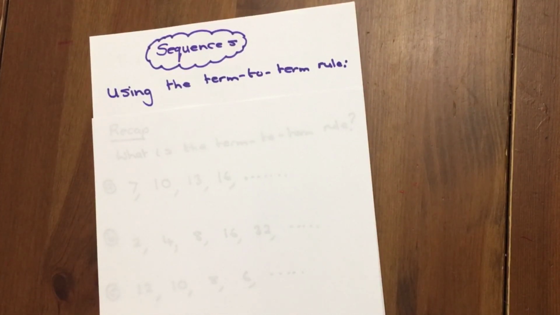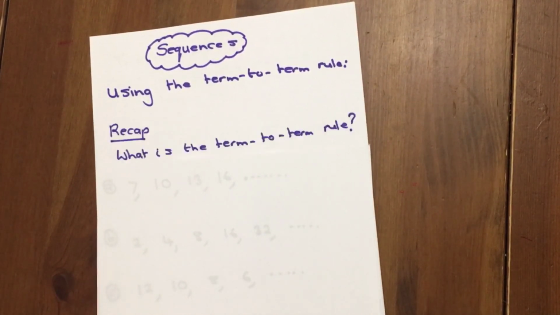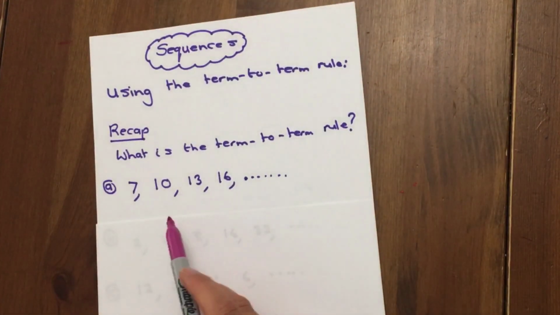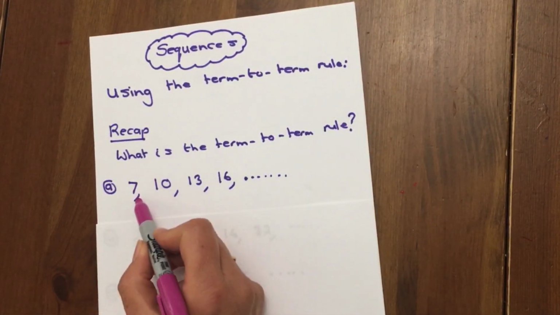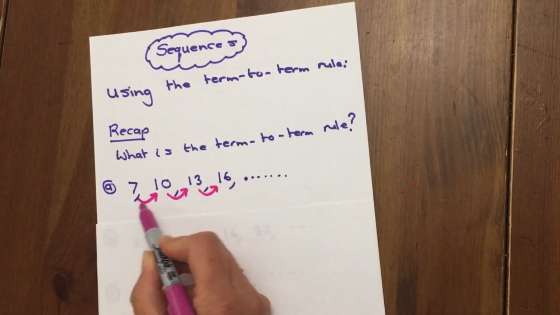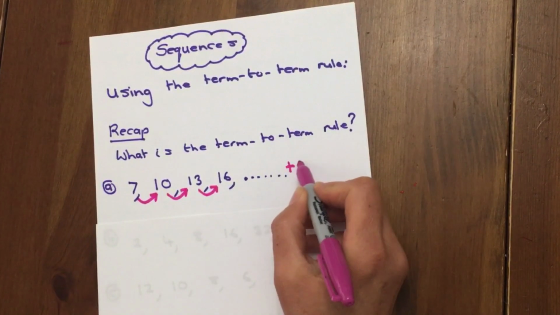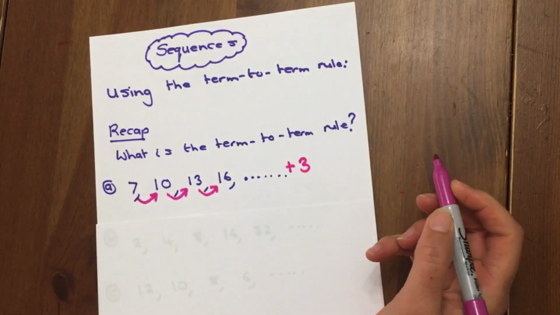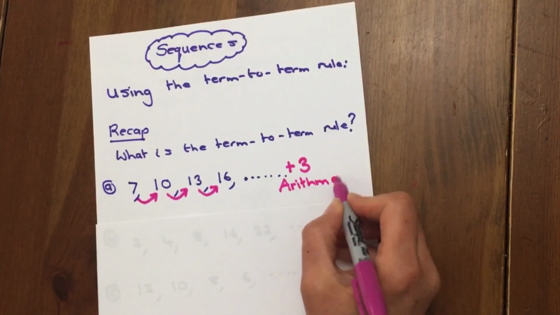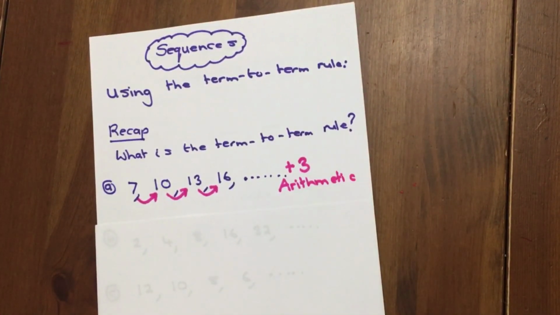Okay, using the term-to-term rule. So this lesson, there's nothing really new. It's just reinforcing what you learnt on Tuesday. Right, so just to recap, what's the term-to-term rule here? Well, remember the term-to-term rule is how do we get from one number to the next? And you can see all the way along the term-to-term rule is add 3, and we called this an arithmetic sequence. That's what we learned on Tuesday.